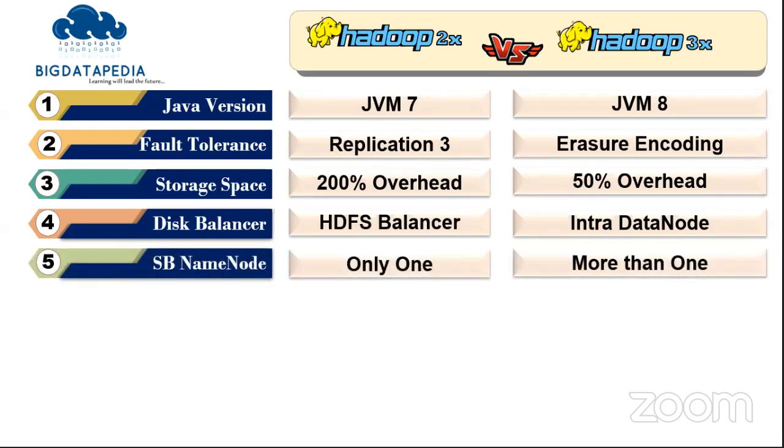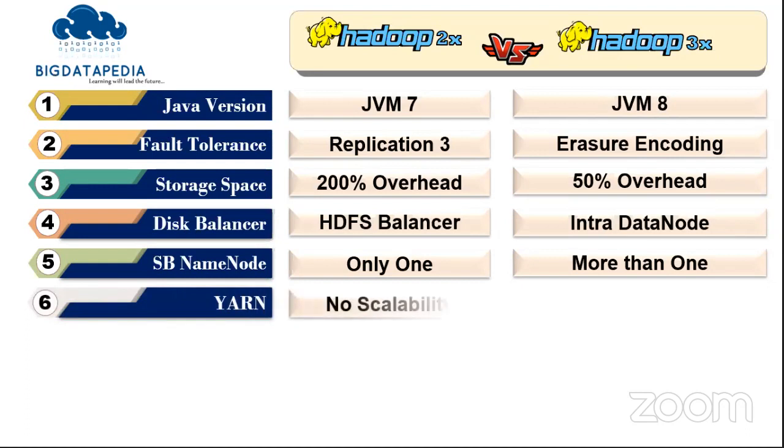And the standby name node: in Hadoop 2.x there is only one. Now in Hadoop 3.x you can use more than one standby name node. You know the standby name node, right? It's the active name node and passive name node that we have discussed. Everything depends on your name node, only one in Hadoop 2.x. In Hadoop 3.x, we can go with more than one. That's why they will migrate and change to more than one standby name node. I will tell you in a few points later.